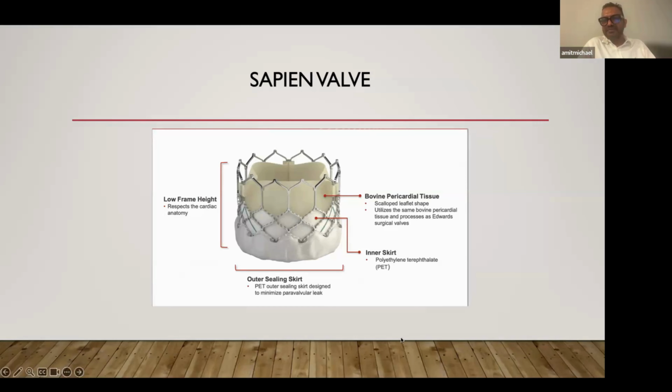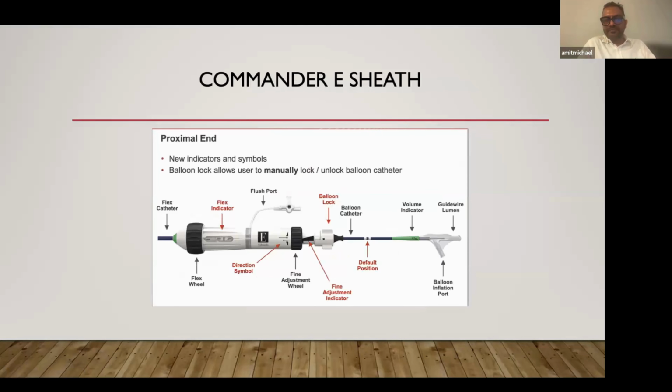So having this double skirt helps with reducing the chance of having a PVL, which you also don't want in TAVI cases. And that's the commander system for the delivery of this kind of valve. It has various knobs which we use to control and position the valve. It's got a flex wheel, where when we are crossing the arch of the aorta, we use this flex wheel to give a bit of flex to go around the aorta more efficiently.